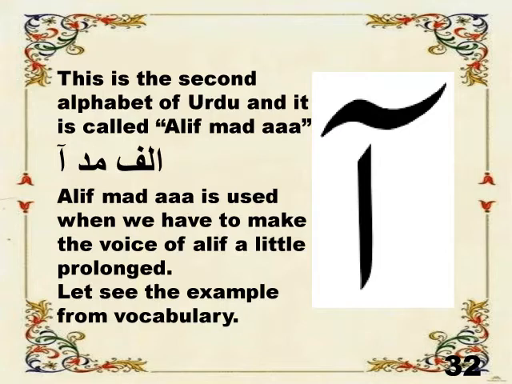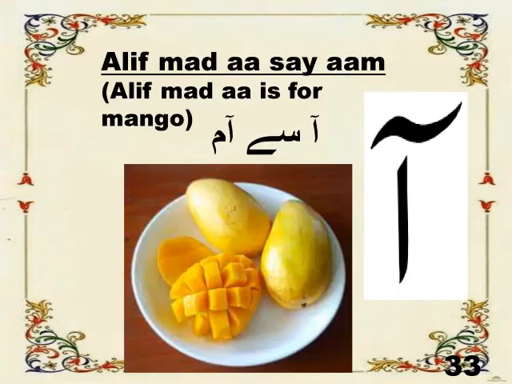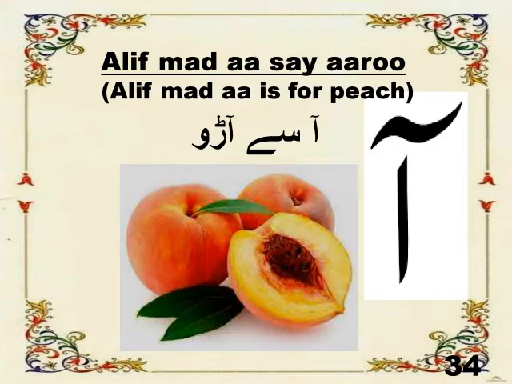This is the second alphabet of Urdu and is called Alif Mad A. Alif Mad A is used when we have to make the voice of Alif a little prolonged. Let's see examples from the vocabulary. Alif Mad A se aam. Alif Mad A is for mango. Alif Mad A se aadu. Alif Mad A is for peach.